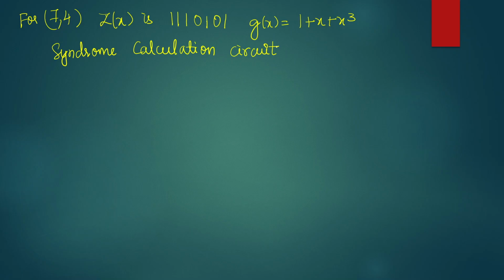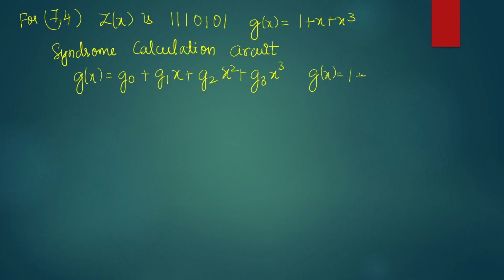First let us see how to draw the circuit. To draw the circuit, let us write the g of x in its standard form, that is g0 plus g1x plus g2x square plus g3x cube. Comparing this general form to the given generator polynomial, it is 1, 1 into x, 0 into x square, plus 1 into x cube. So comparing this, I would get g0 is equal to 1, g1 is equal to 1, g2 is equal to 0, and g3 is equal to 1. So these are the coefficients.